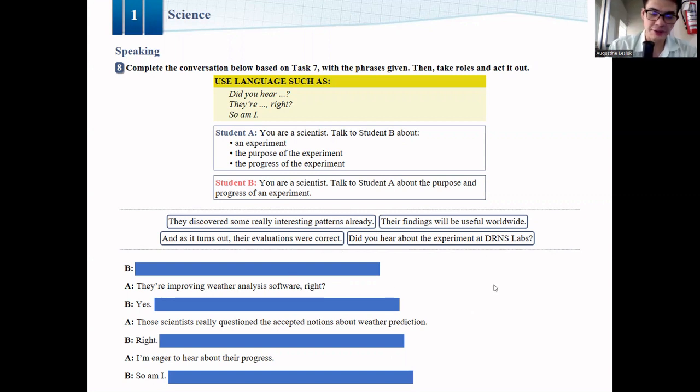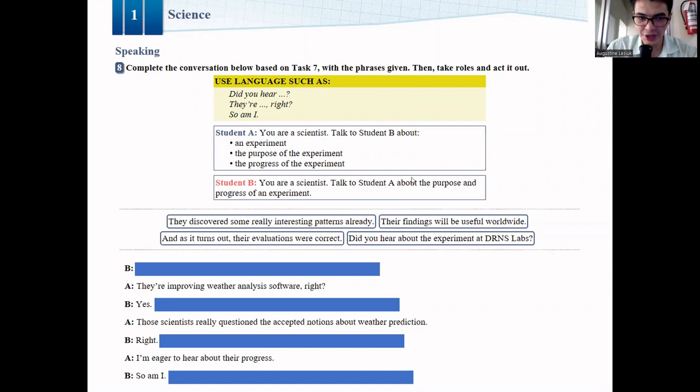And after you do that, pause the video, try reading out this conversation either by yourself or with a partner, as if you were having this conversation. So practice speaking by yourself first after you fill in the blanks. And then when you're done with all of that, you can resume the video and I'll show you what the conversation looks like. Okay? So try it out first.